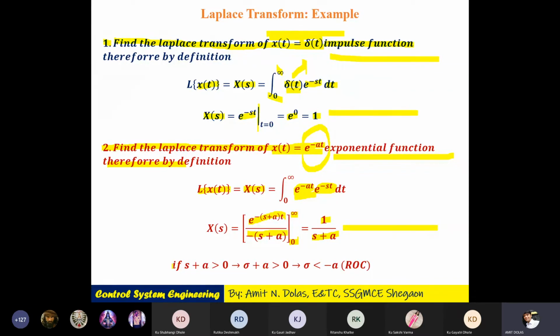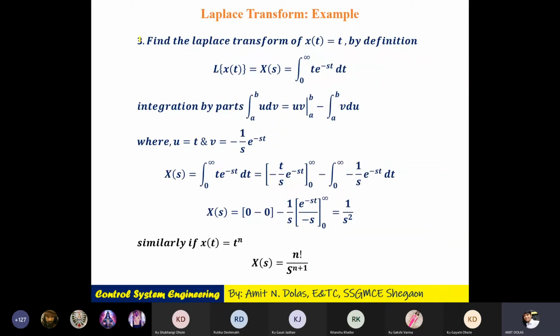This is the condition for ROC. We'll see it in detail later on. That is s plus a should be greater than 0. Of course, if s plus a is less than 0, there will be a problem. Then sigma plus a should be greater than 0 and sigma should be greater than minus a. This is the condition for region of convergence.